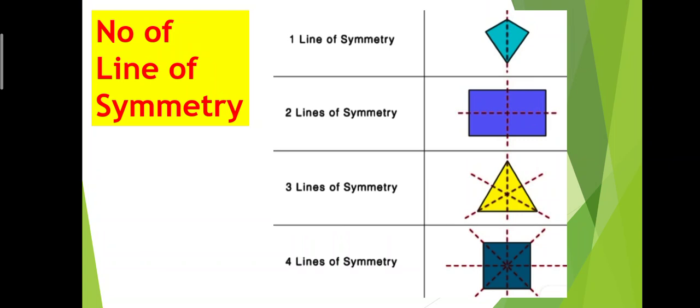Number of lines of symmetry. 1 line of symmetry, 2 lines of symmetry, 3 lines of symmetry, 4 lines of symmetry.